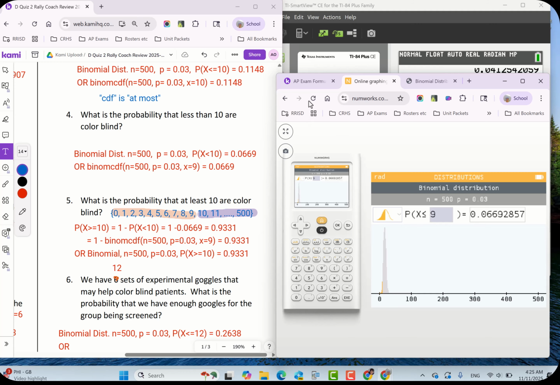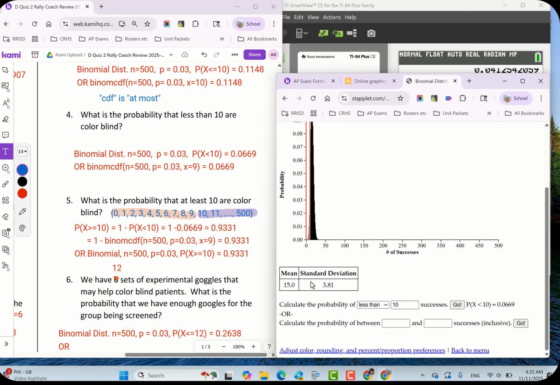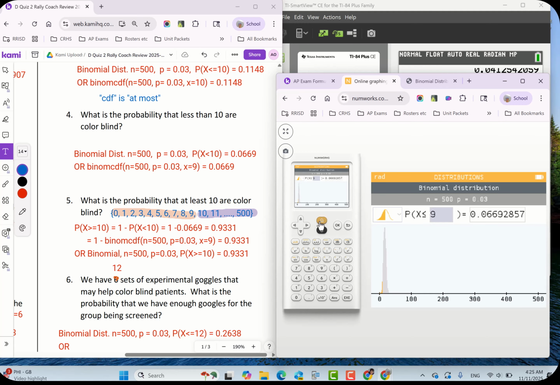So if I was doing Statplet, these are the other technologies. We're going to say at least 10. Yeah, at least 10, and you can see my answer was 0.9331. Here, on the calculator, the NumWorks, the other side, is the at least side. So let's go here. Change that to 10. There you go, and you get the same answer.